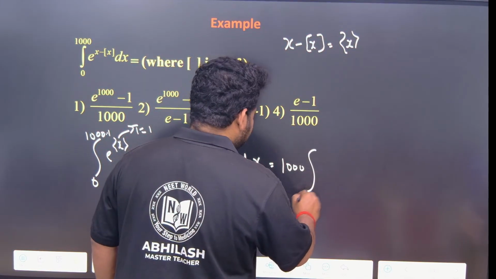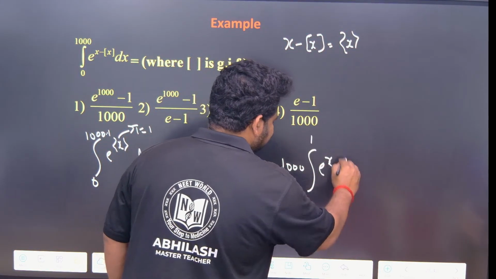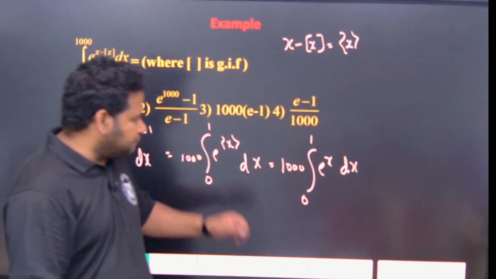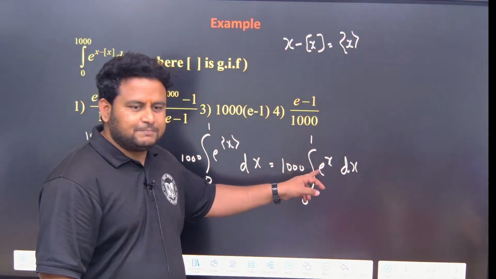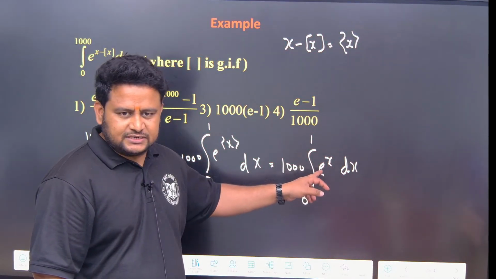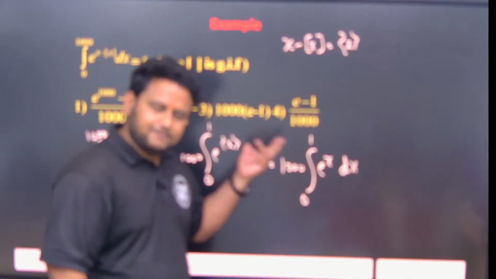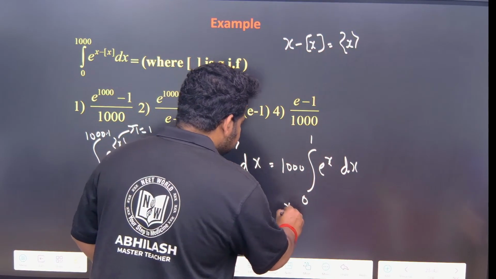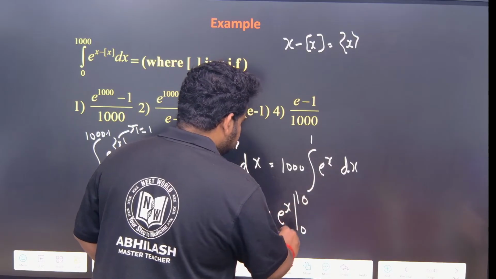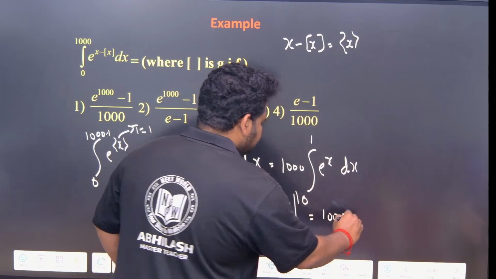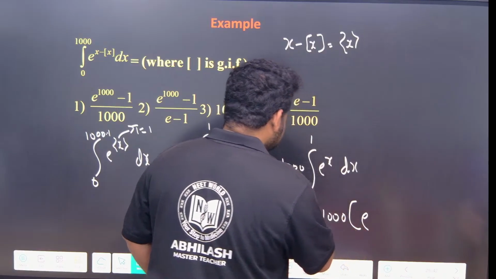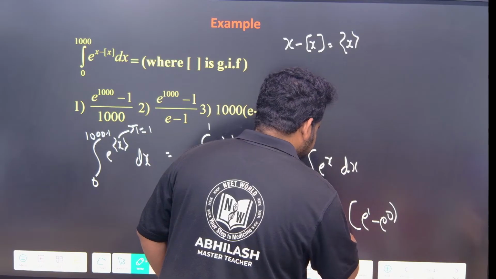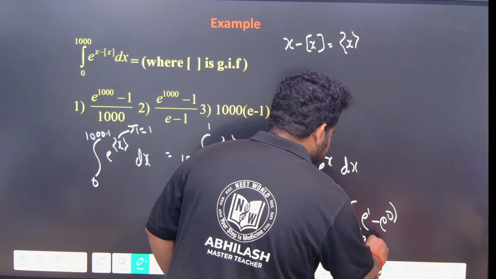E power fractional value of x from 0 to 1 will be e power x only, because the fractional value of x becomes x only, between 0 and 1. So this will become the integral from 0 to 1 of e power x dx. If I integrate this, e power x is e power x only. The 1000 you write as it is, e power x from 0 to 1. So you write it as 1000 into e power 1 minus e power 0, that is 1000 into e minus 1.